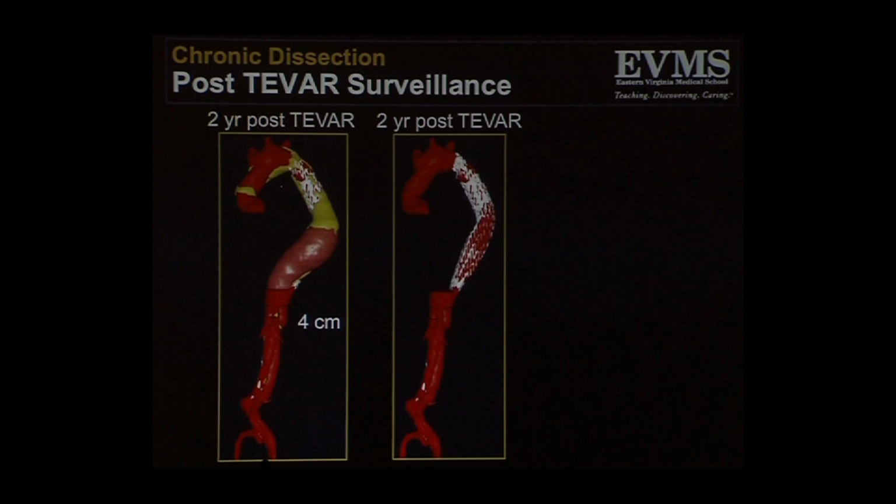This is a patient of mine that actually had a large proximal descending thoracic aneurysm from a chronic type B dissection. I did the TVAR. 2 years later, the remodeling in the proximal half of the thoracic aorta was phenomenal. It's all healed up. There is nothing left there.